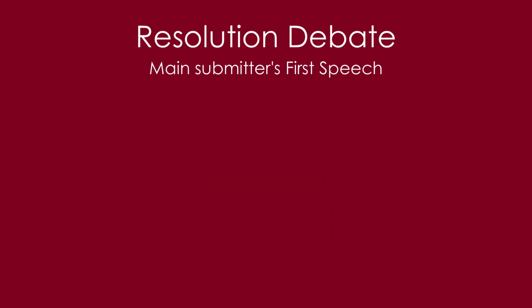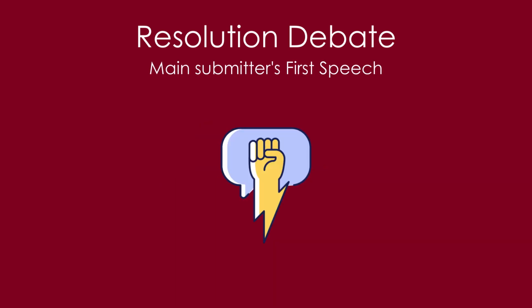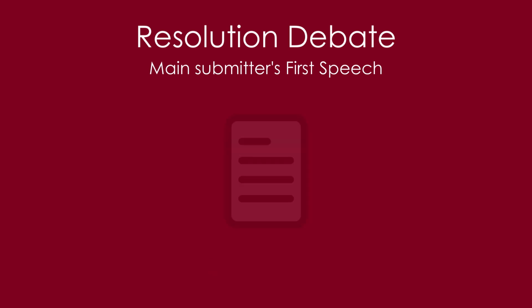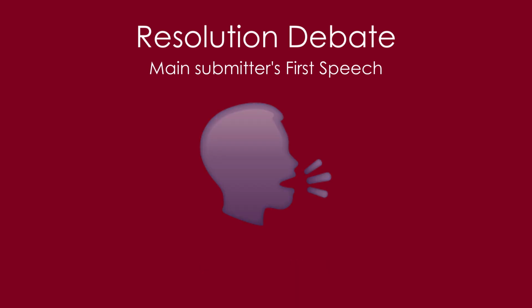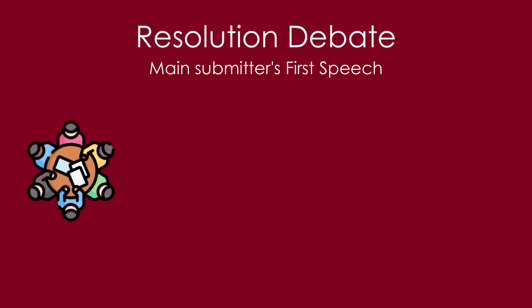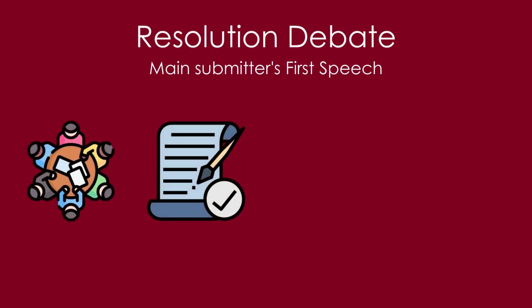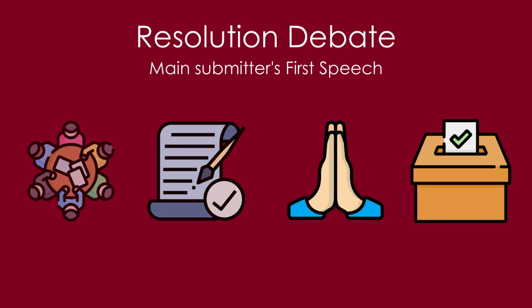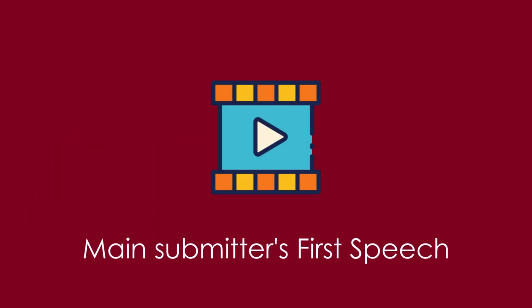This is the main submitter's first and biggest chance to convince the committee of their resolution's credibility and promise. They should use this speech effectively to discuss the key features of their resolution, welcome any amendments, thank all the contributors, and most significantly, urge all delegates to vote in favor. Take a look at the following video clip to comprehend how the main submitter's first speech goes.